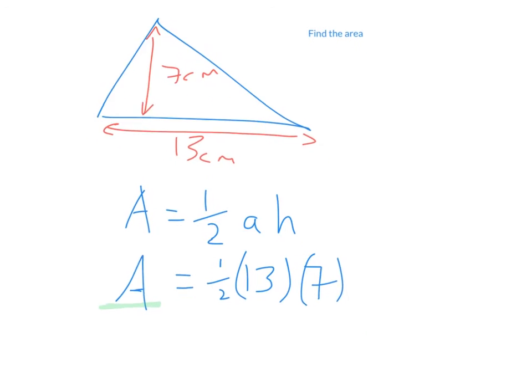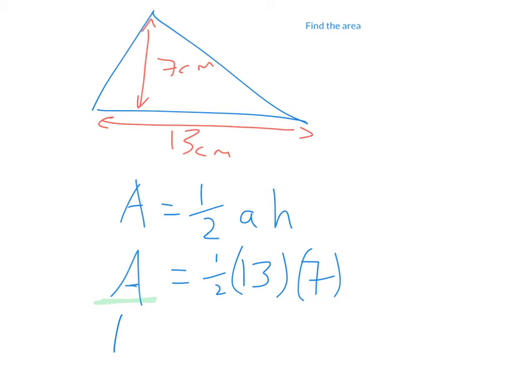So a half times 13 times 7 will give us an overall area of 45.5. And the unit for area is just whatever the unit for length is, squared. So in this case it's going to be centimeters squared.